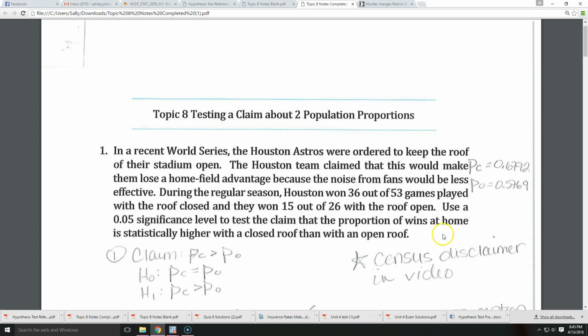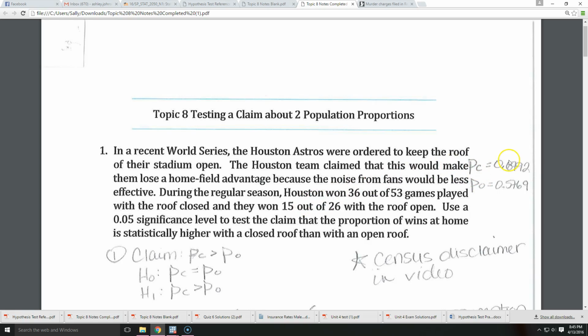And then I already went over my census disclaimer. Remember, if we're just trying to tell if they have a higher proportion of wins at home with the roof closed, this is true. For that season, they definitely have won more with the roof closed.